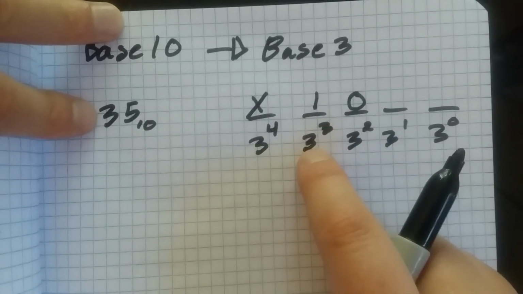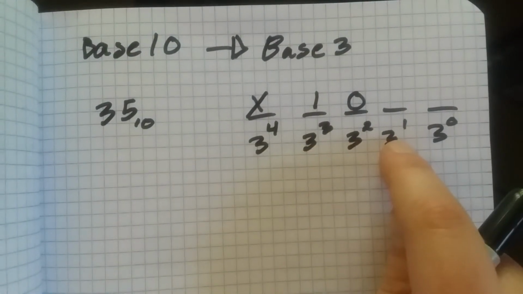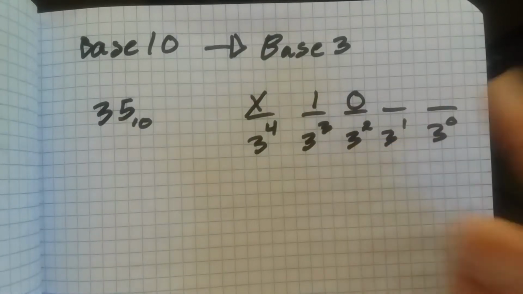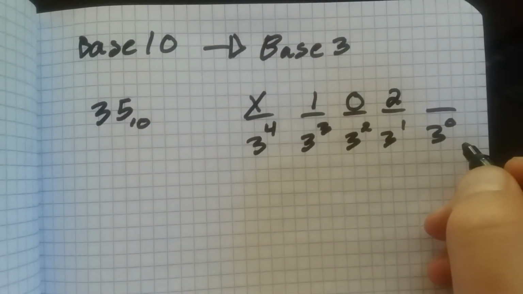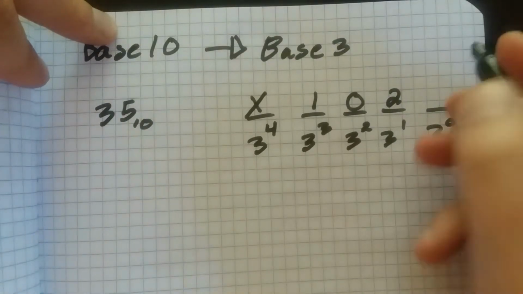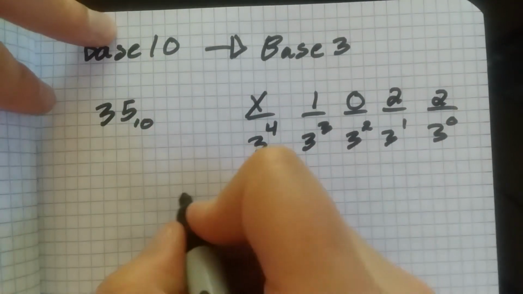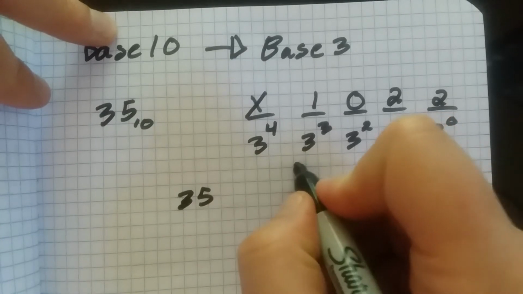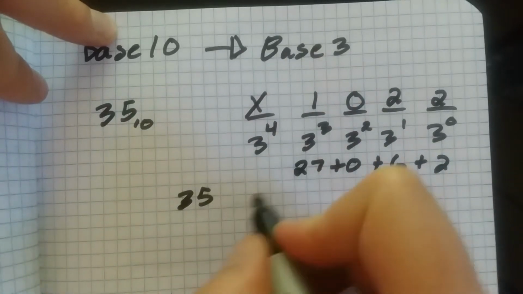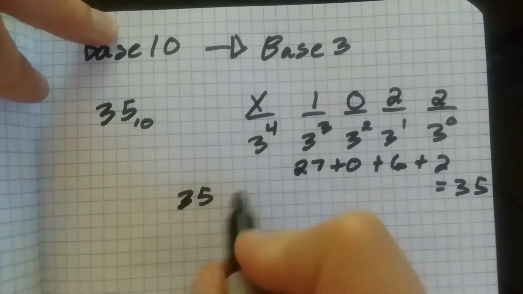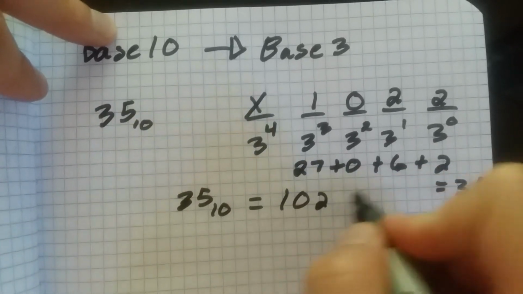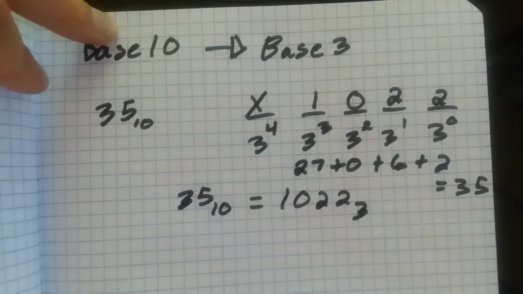I'm at 27 plus another 3 would be 30, plus another 3 would be 33. So I can use up to 2 of those, 2 3s, and how many 1s? So we're 27 plus 6, 33, 34, 35. So the number 35: 27 plus 0 plus 6 plus 2 equals 35. 35 base 10 is equivalent to 1022 base 3. Okay, moving on.